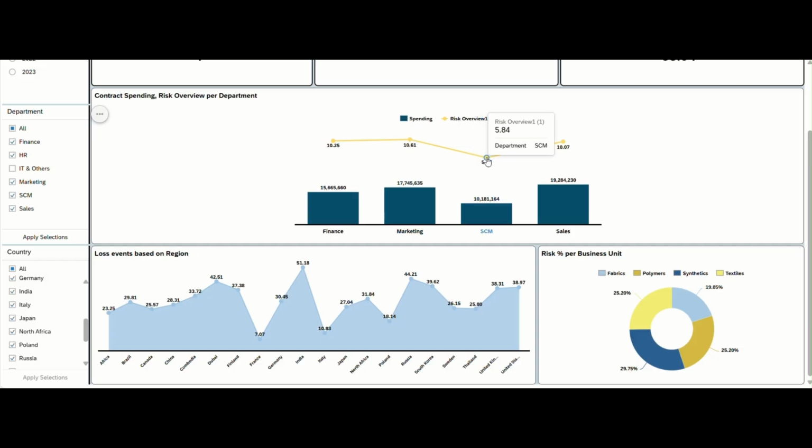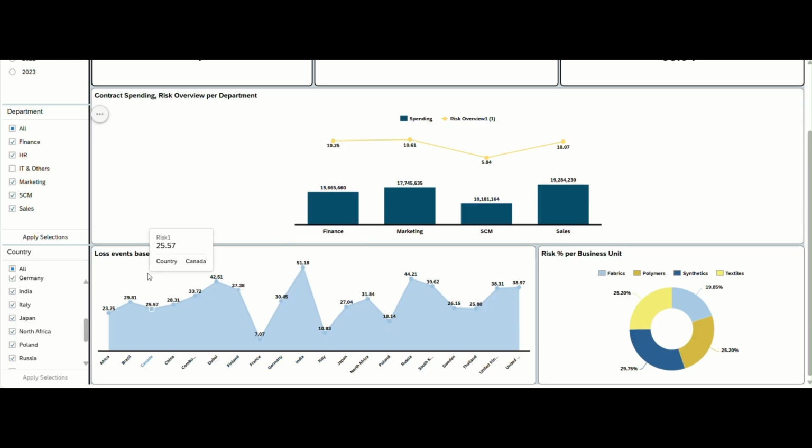Then we have the loss events by region, displayed in a smooth area chart. This view shows how many risk incidents are happening in each part of the world, from Africa and Brazil to China, India, and the US. It's a simple but powerful way to identify geographic hotspots where loss events are frequent.